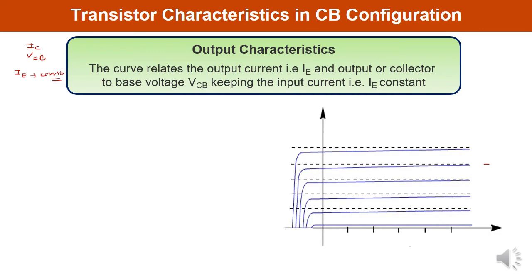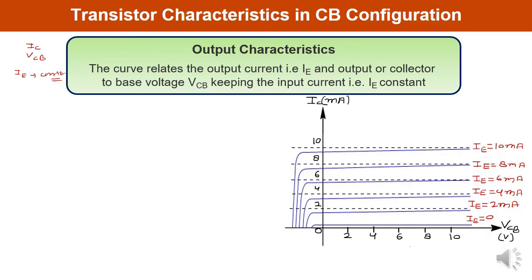Here on the x-axis VCB is being taken, while on the y-axis current IC is taken. IC is in milliampere, voltage is in volt. You can see this particular curve is being plotted for the different values of IE.